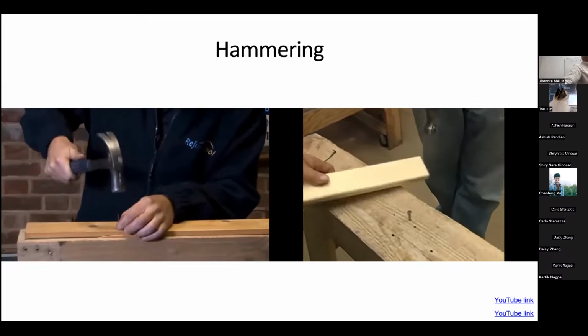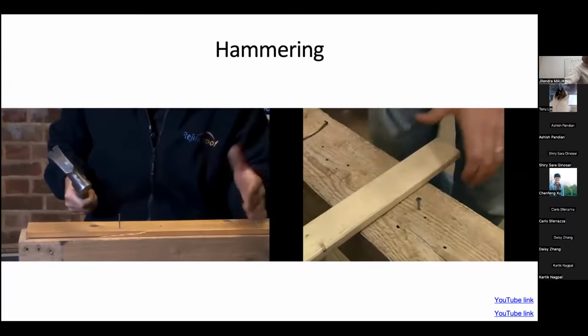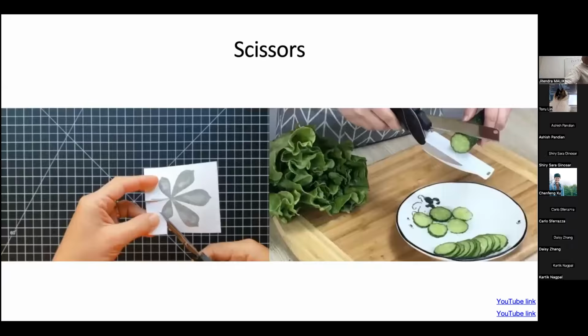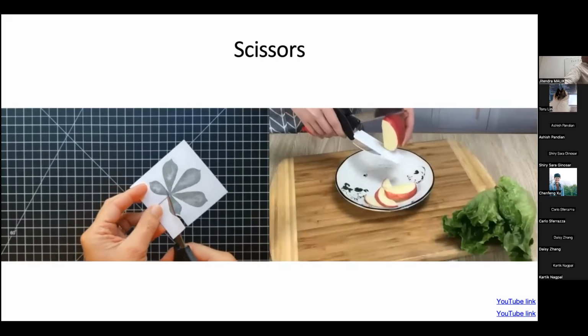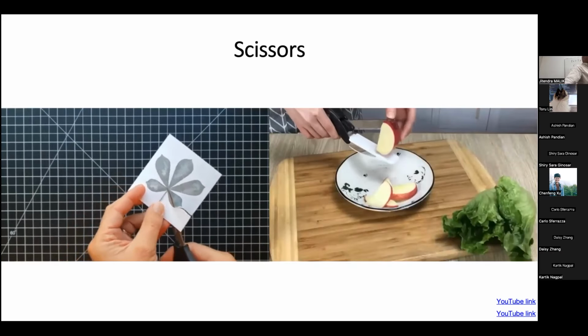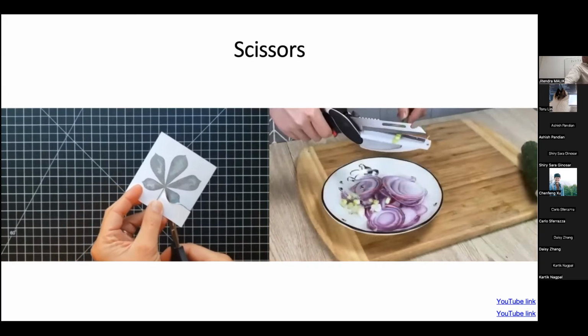Hammering. Okay, this is an example of tool use. Drilling, another example of tool use. Scissors. So this is a pretty delicate operation. So think of how we pick up a scissors and use it, right?